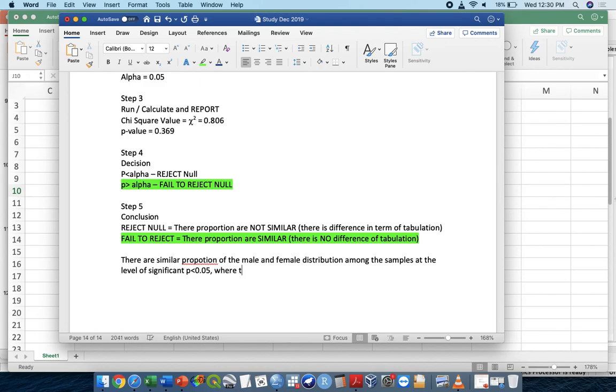Where the chi value is equal to 0.806, and the p-value is equal to 0.369. And then you can talk about the numbers and so on. That is the idea of calculating the proportion differences. That is one example. Okay, ladies and gentlemen, did you understand or not?